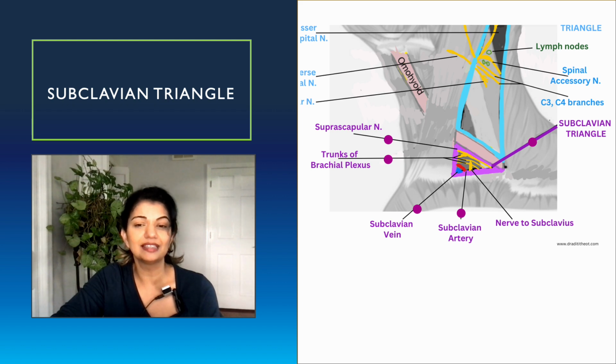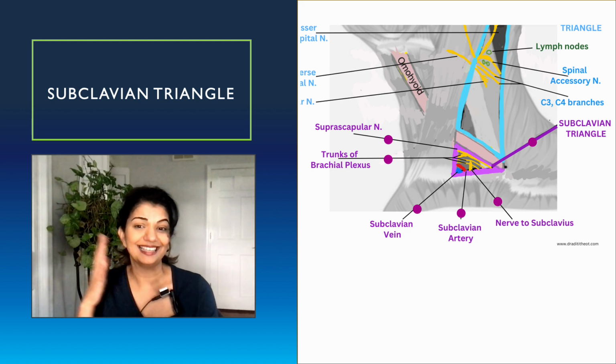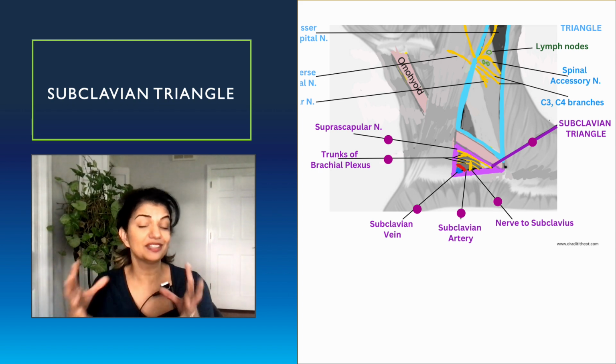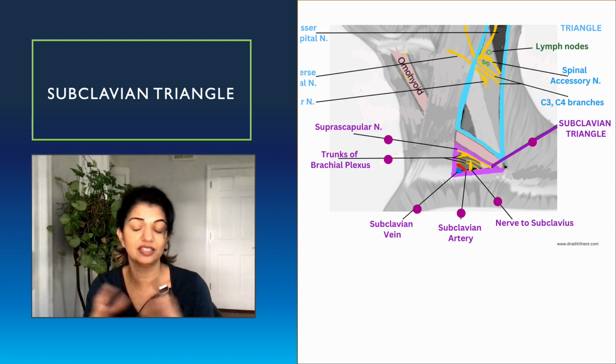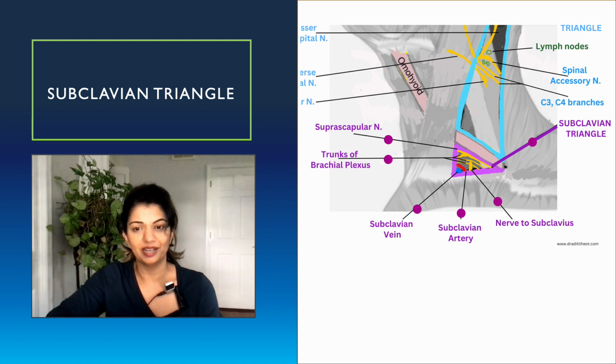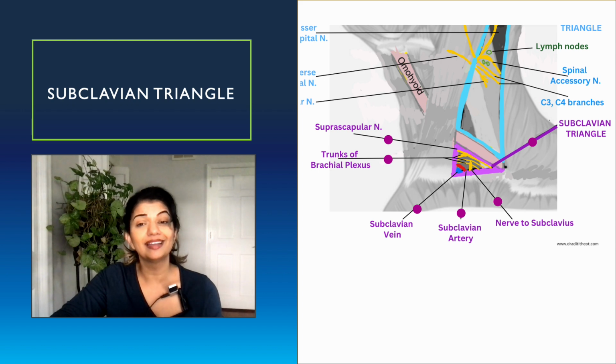And then we've got this other random nerve that looks out of place. This is the nerve to the subclavius. So that's it. That's all that's in there. Although it's a very small area and a lot of stuff that's stuffed in there and quite compact. So there you have it. Those are the two triangles within the posterior triangle of the neck.